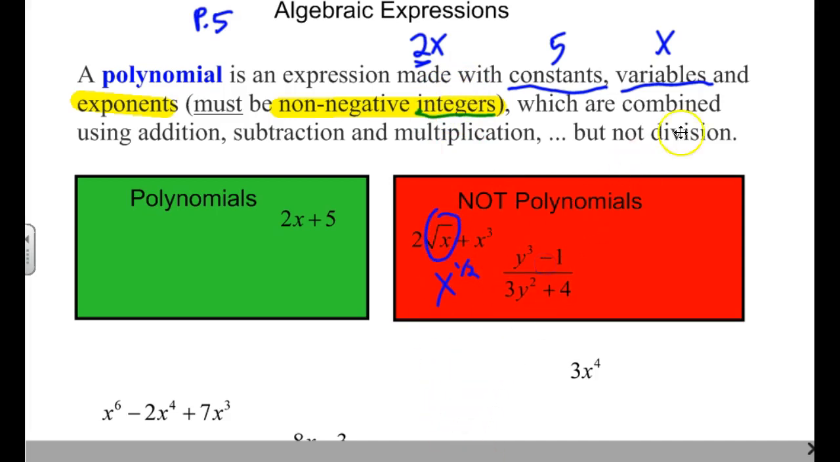Here it's not a polynomial because of division. Right? You can't divide. This is clearly a polynomial. These are classic polynomials. Notice they go descending order degree, 6th degree, 4th degree, 3rd degree. Here again, polynomial. That's the idea.